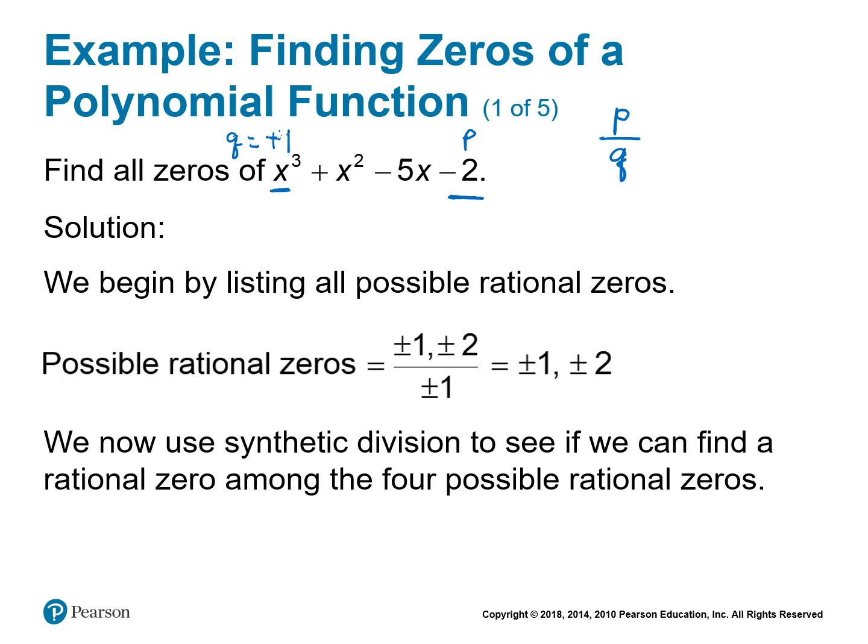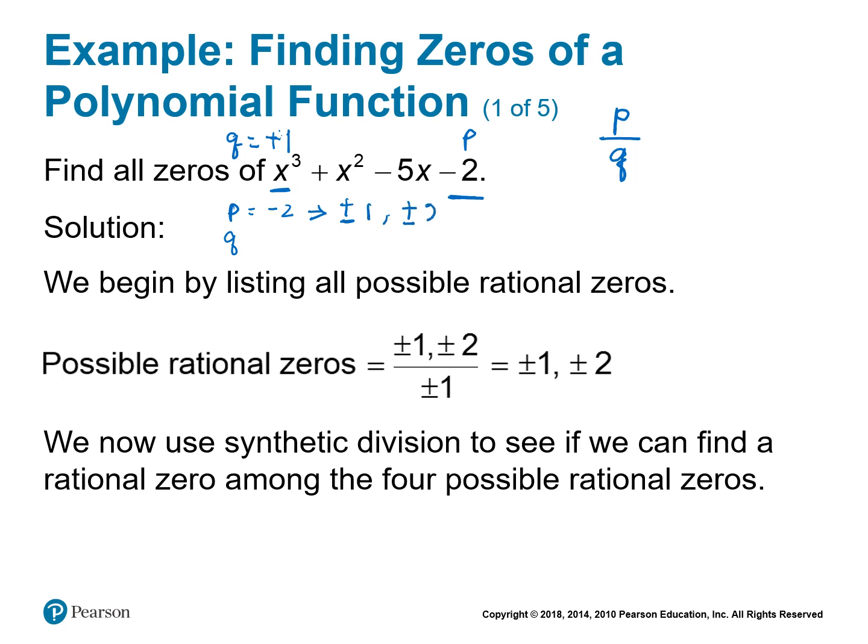And now in the next step, we are going to find the factors of P and Q and then create some rational values by taking the P values and dividing them by Q. So we have Q equals plus 1. We have P and Q. P is equal to -2. So all the factors of -2 would be plus minus 1 and plus minus 2.